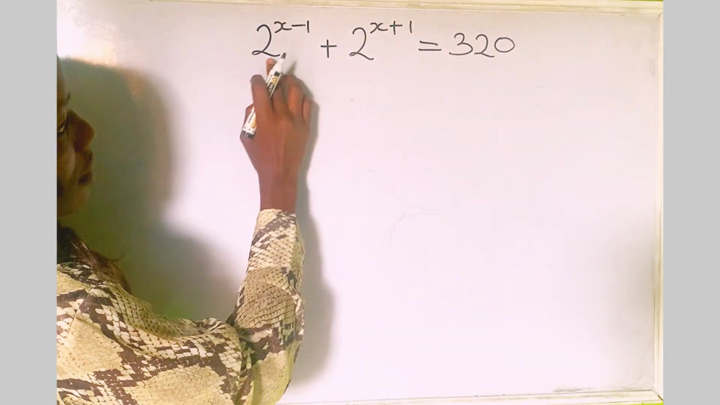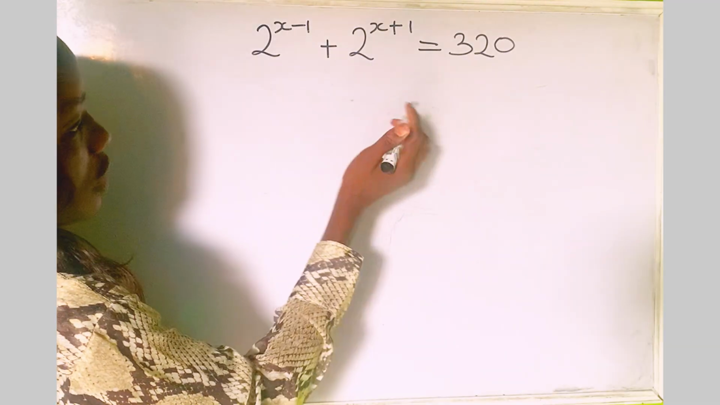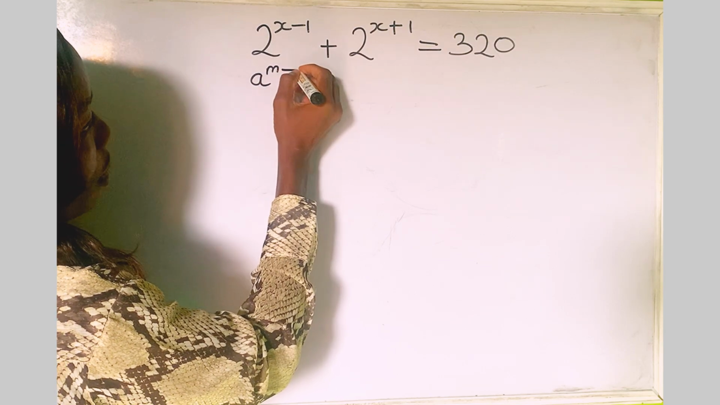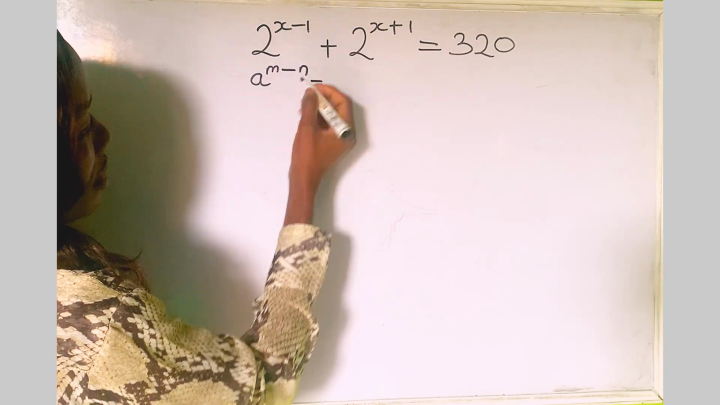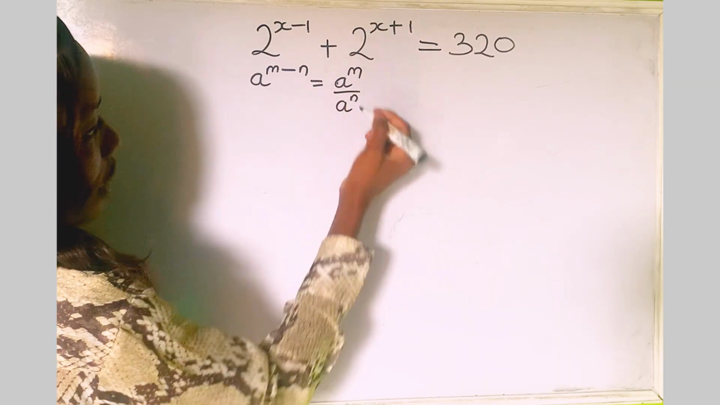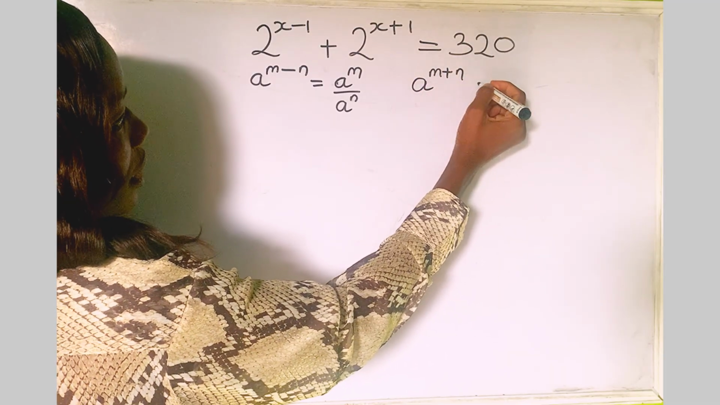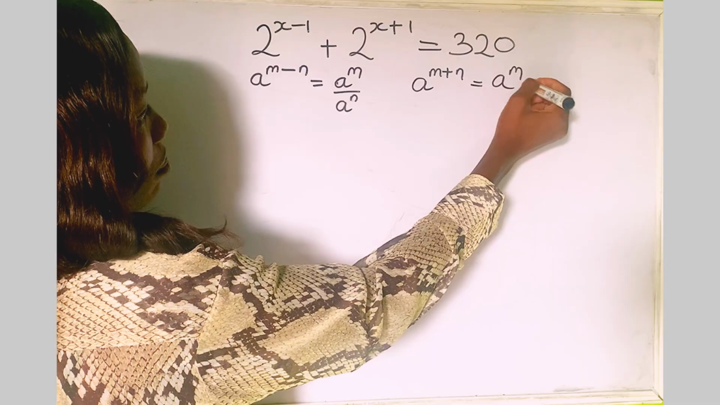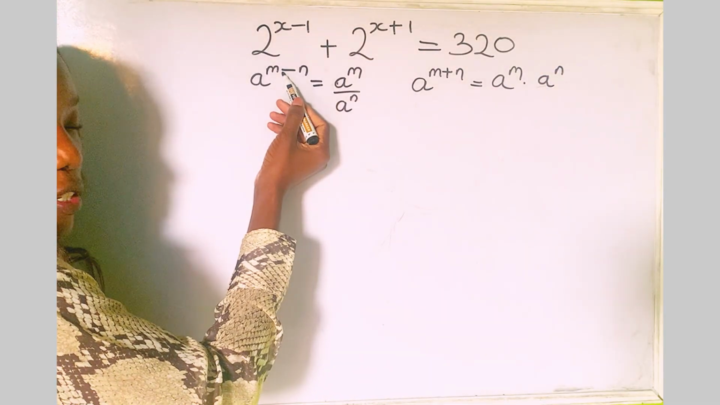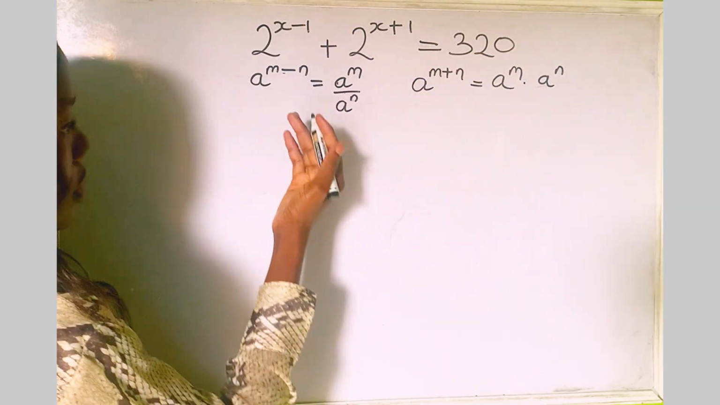Okay, now we have this exponent here. We'll be applying a couple of exponential rules. So the first one is, let's say we have a to the power of m minus n. This means a to the power of m all over a to the power of n. And for this one, if you have a to the power of m plus n, it means a to the power of m multiplied by a to the power of n. So you can see that this is a subtraction, it becomes a division, and here is plus, it becomes product. So we're going to apply this for this equation.